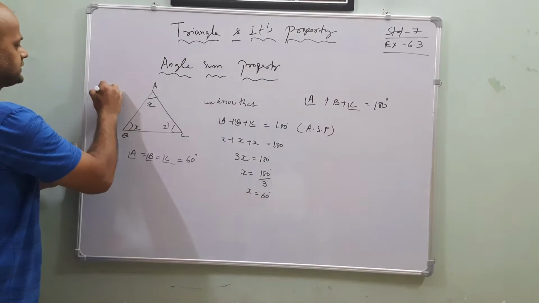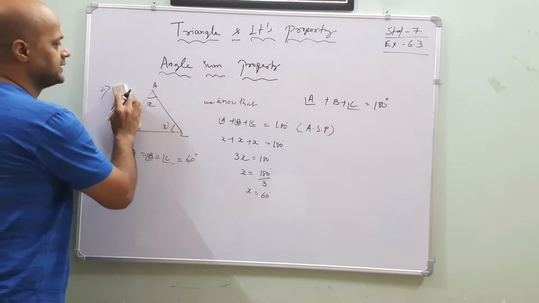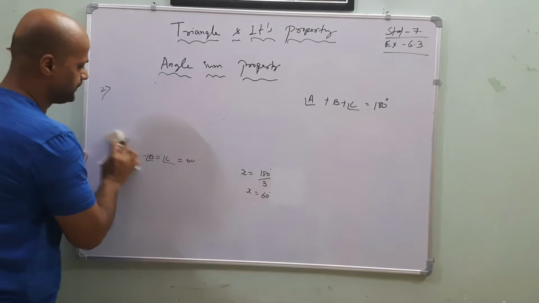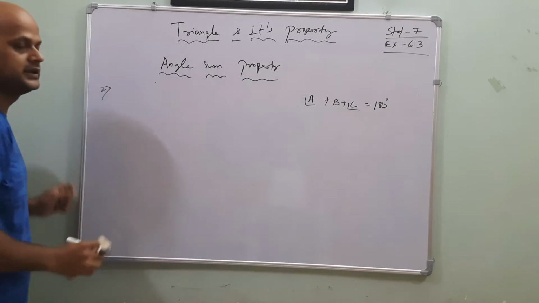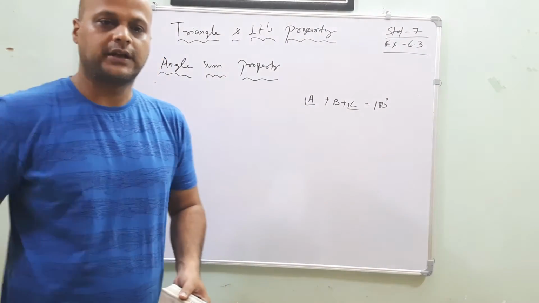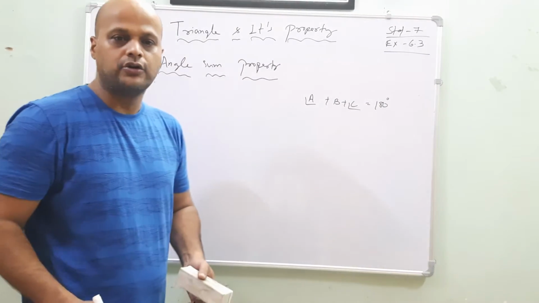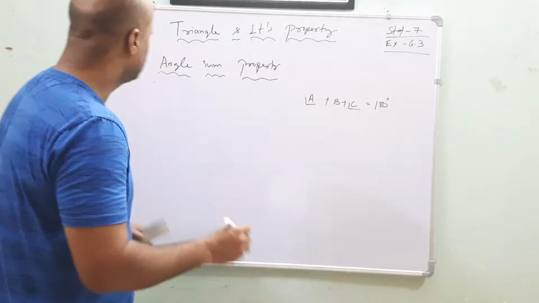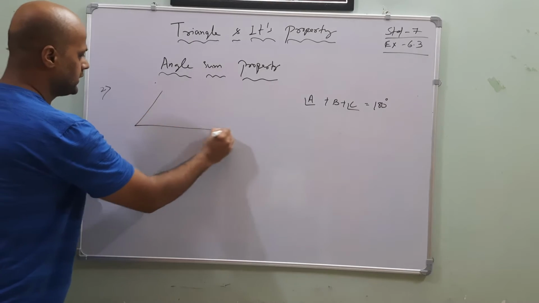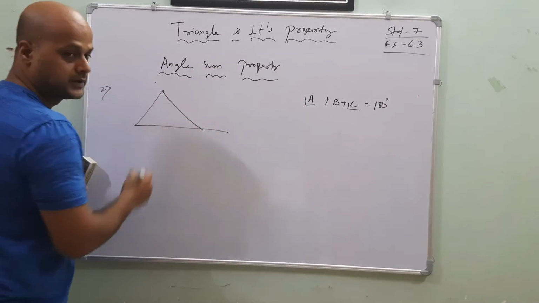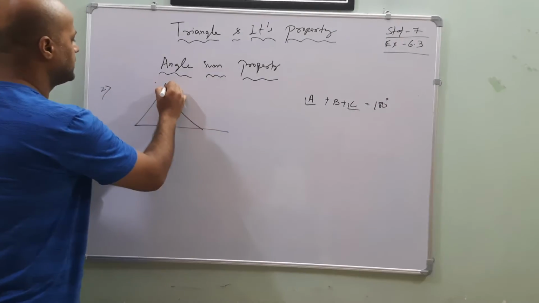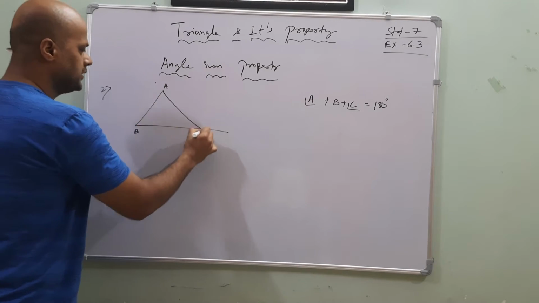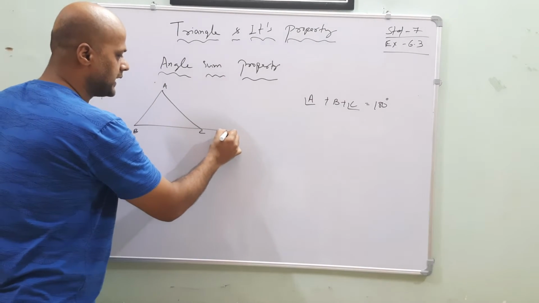Come to the second one. What is the second one saying? The second one is saying find the value of x and y. So first draw the triangle. The name of the triangle is not given, so write here A, B, C or x, y, z, whatever you want, write it my dear friends.